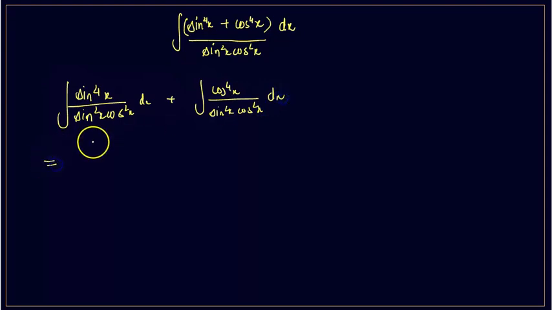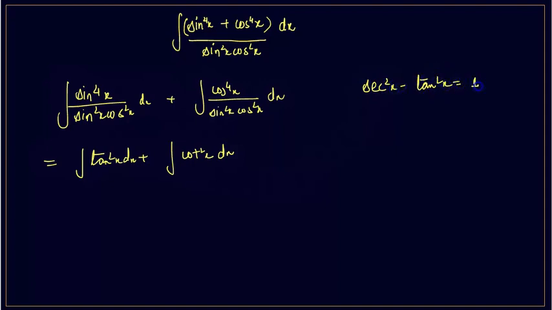So sin^4 x upon sin^2 x cos^2 x can be written as tan^2 x, and here you will write the same thing as cot^2 x. But we don't know the integration of tan^2 x plus cot^2 x, but we know the integration of sec^2 x. So here you will write sec^2 x minus tan^2 x equals 1, and cosec^2 x minus cot^2 x equals 1.